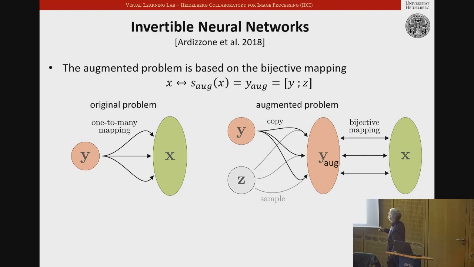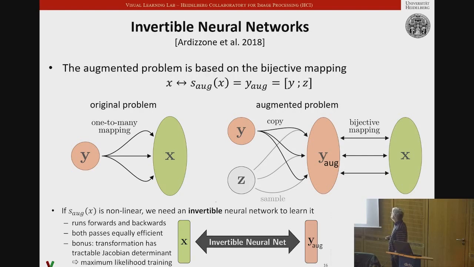Here's a schematic. So this was the original problem. This is the augmented problem. And now we would like to learn this part here, the bijective mapping, with a neural network. And since it's a bijective mapping, the obvious choice is to use an invertible neural network. Invertible neural networks can run forward and backward, and in the ideal case both passes are equally fast. And as a bonus, many types of invertible neural networks have a tractable Jacobian, so it's the derivative matrix, so that we can, for example, do maximum likelihood training or compute exact entropies and things like that. So that's a big advantage.